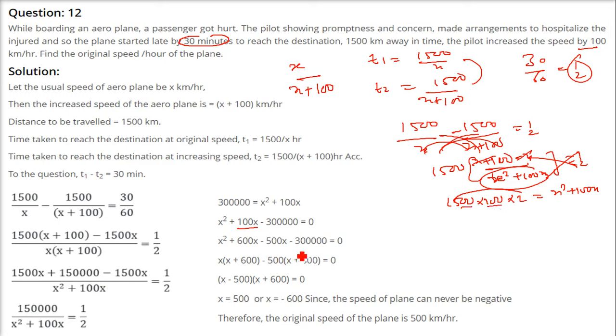So we have 3 with 5 zeros. You can write this 3 lakh as 600 into 500. 600 into 500 will give us 4 zeros, and 6 into 5 is 30, so this is 3 lakh. Now take x common from here, x plus 600, and minus 500 common from here, x plus 600. So x minus 500 and x plus 600 are the factors. This gives x equal to 500 and x equal to minus 600. We discard this because speed cannot be negative. x is 500. This is the original speed of the plane, 500 km an hour.